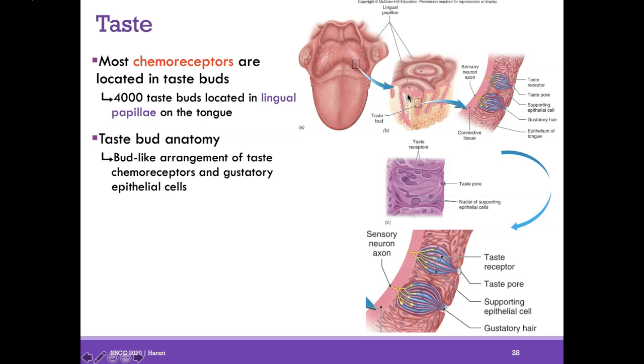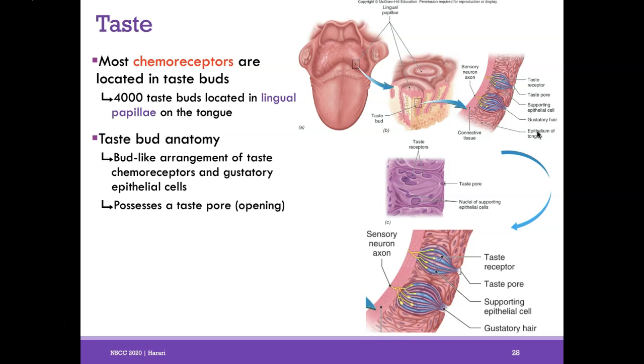Each lingual papilla can have up to 250 different taste buds in it. Each taste bud, if you were to zoom in, is a group of cells. It could be 50 to 150 different cells grouped together in a bud arrangement. These types of cells include chemoreceptors and other supporting epithelial cells. So a taste bud is multiple kinds of cells that are grouped together in a bud.